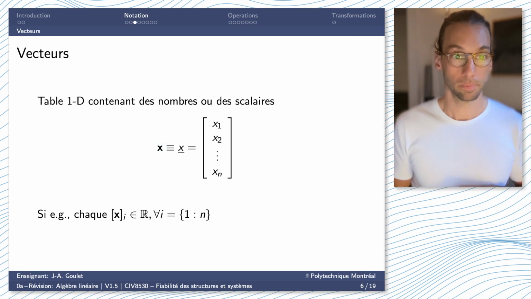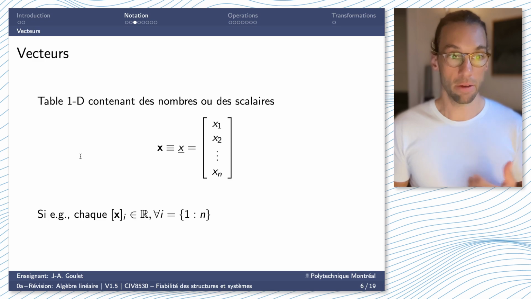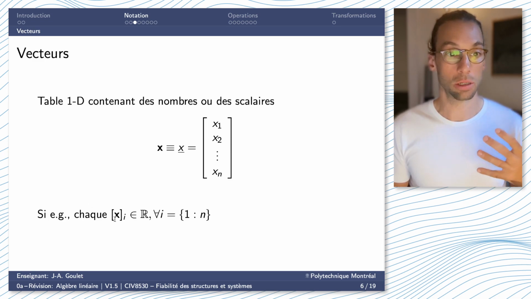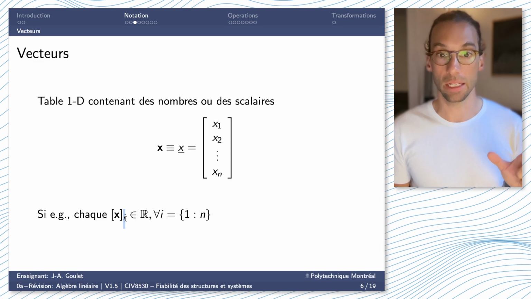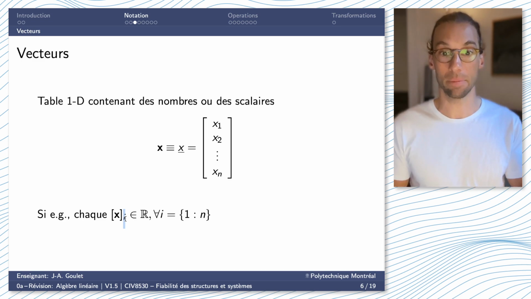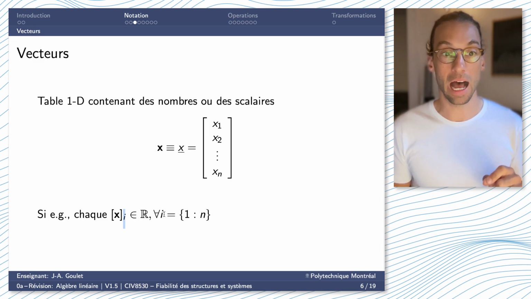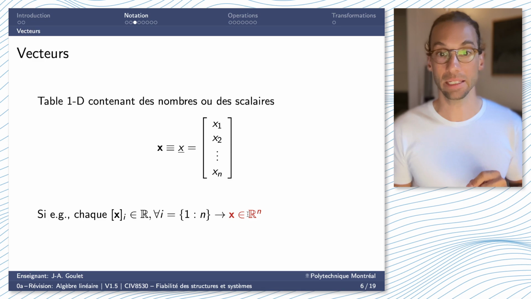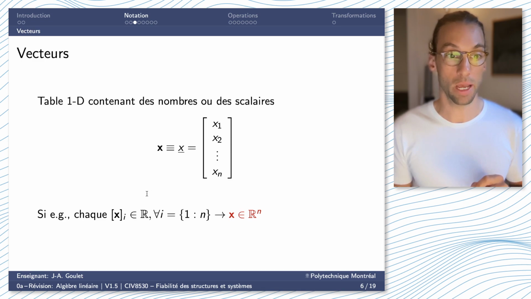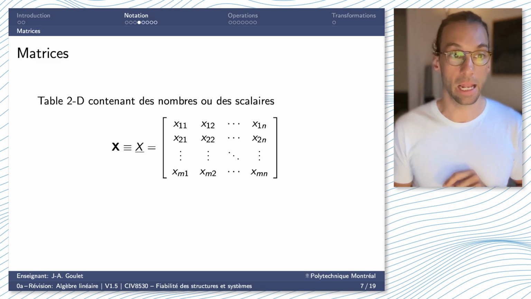And we can say that, for example, each element of my vector x, where the subscript in brackets represents that I want to access the ith element of my x vector, belongs to R for all i in 1 up to n. We can see that x is defined in an n-dimensional real space. So these are two ways of defining it, either the multivariate way or element by element.